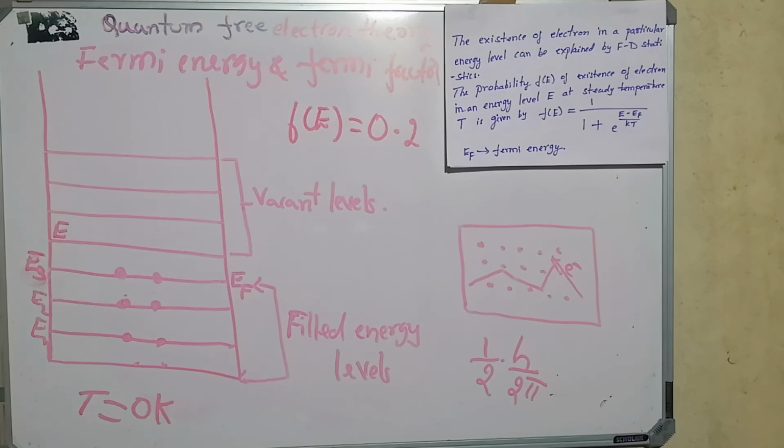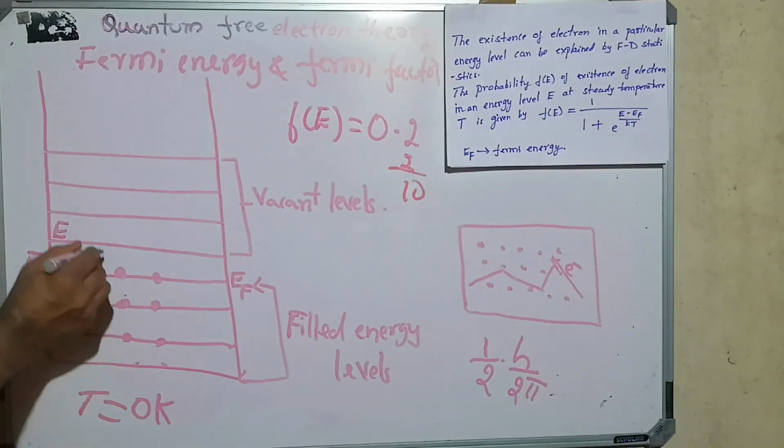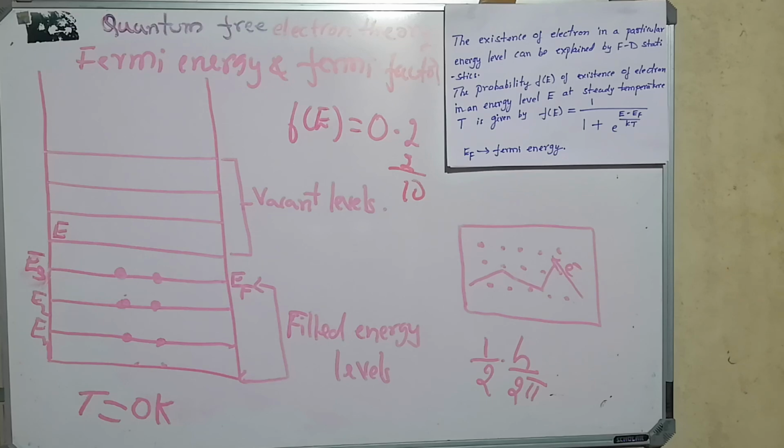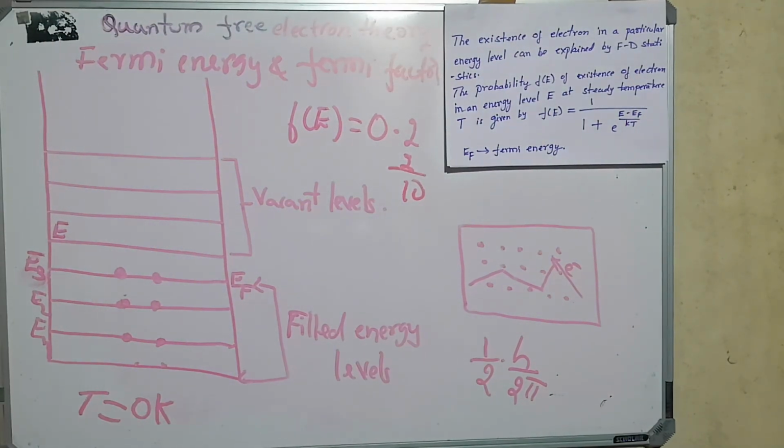But practically, an electron cannot be subdivided. So then, what is the meaning of F of E equal to 0.2? That means, if you consider 10 electrons which are present in the Fermi level and below the Fermi level, out of which 2 electrons get excited to energy level E by absorbing the thermal energy at temperature T Kelvin. This is the information provided by the Fermi factor.